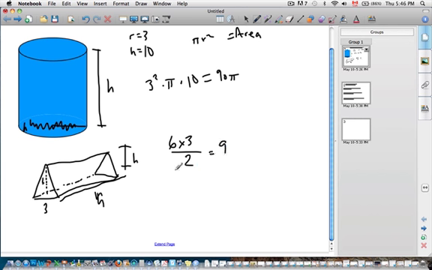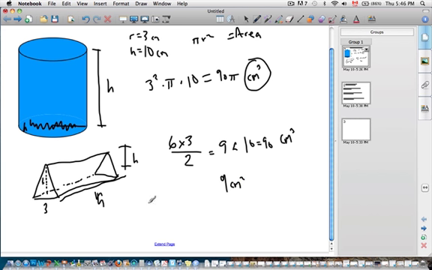Anyway, let's say that the base is 6 and the height of the triangle is 3. We're finding the area of the base, so we're doing base times height over 2, 6 times 3 over 2. That's the area of a triangle, which is 9, times this height, which I like to call the height. Let's say it's 10. Multiply by 10, you get 90.